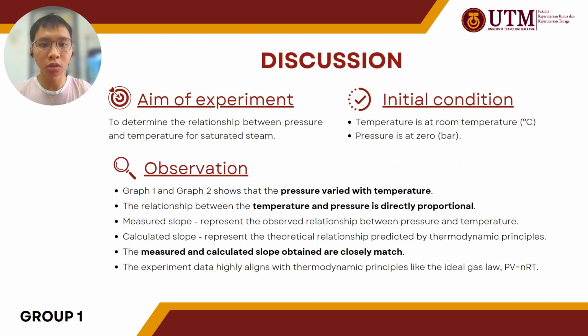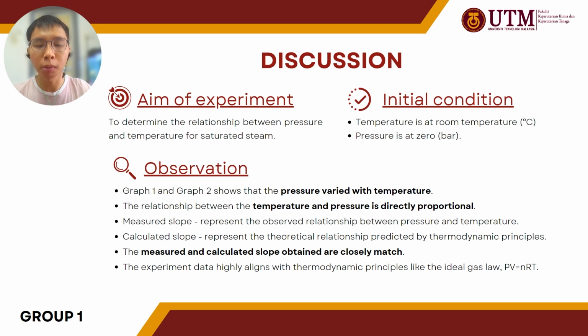This section is the discussion for this experiment. A short revise on the objective of this experiment is to determine the relationship between pressure and temperature for saturated steam. The initial condition in this experiment for the temperature is at room temperature and the pressure is at 0. There are a few things we have observed from this experiment. First of all, from the graphs, we can see that the pressure varied with temperature. This indicates the relationship between the temperature and pressure is directly proportional.